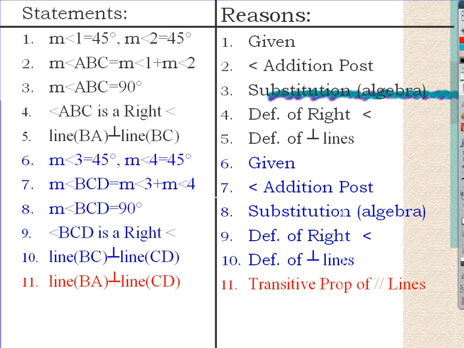This is a step that's not even really a geometry step. It's just 45 plus 45 is 90. I mean, we know that. Yeah, I don't think you need to justify that. Angle ABC is a right angle. Technically, definition of a right angle.